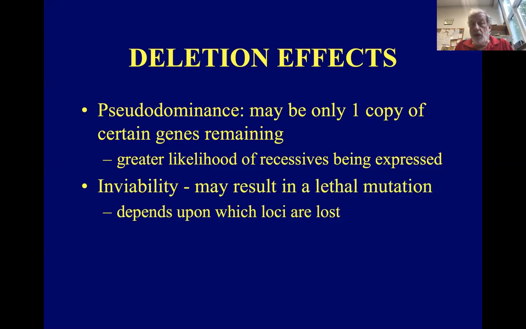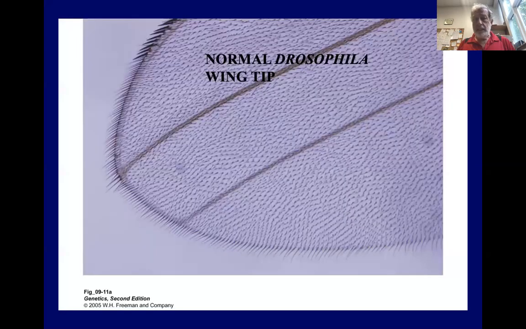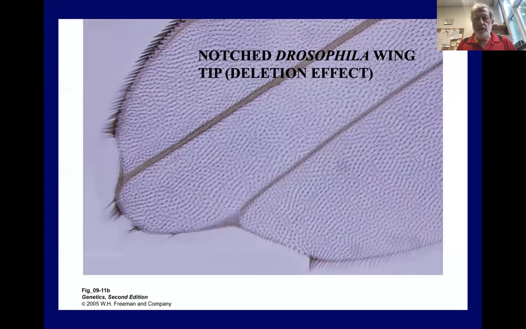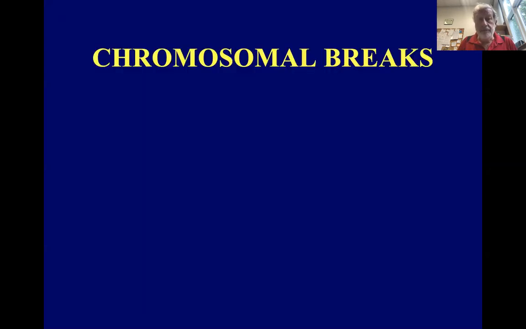Depending on which genes are lost, the deletion may be a lethal mutation if the important genes are lost. This is the wingtip of a normal fruit fly wing. And here's the notched wingtip of a fruit fly with a deletion. So the deletions do cause phenotypic effects. That's what this is showing. These seem to be fairly minor phenotypic effects, however. I assume the flies with this can still fly.